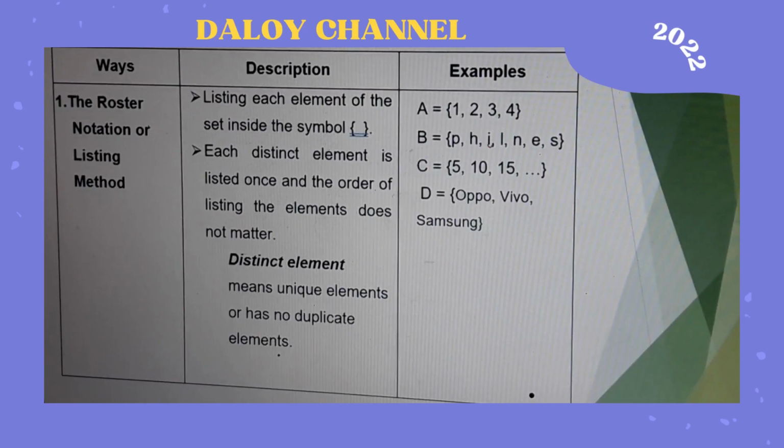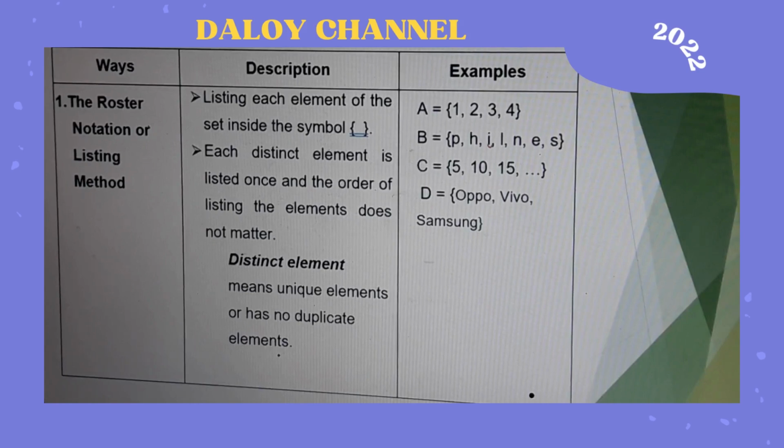We have roster notation, or listing method. Roster notation, or listing method, is a way of listing each element of a set inside a symbol of braces. Each distinct element is listed once, and the order of listing the elements does not matter. So listing elements means unique elements, with no duplicates. Okay, you should take note of that.